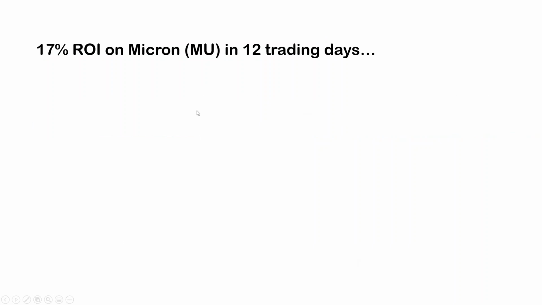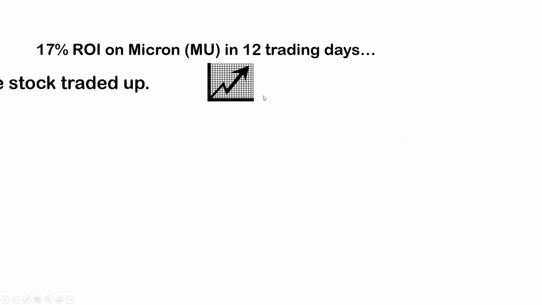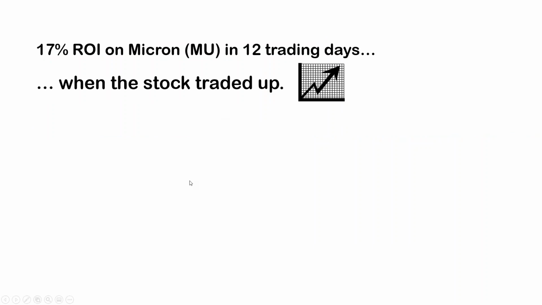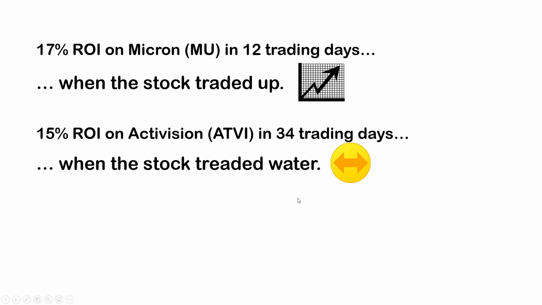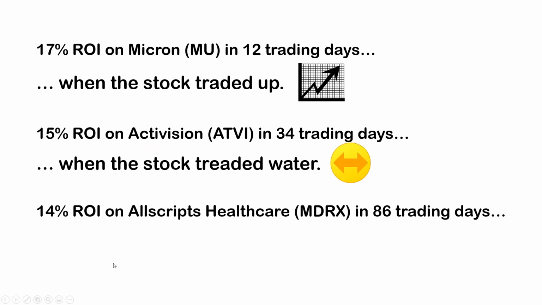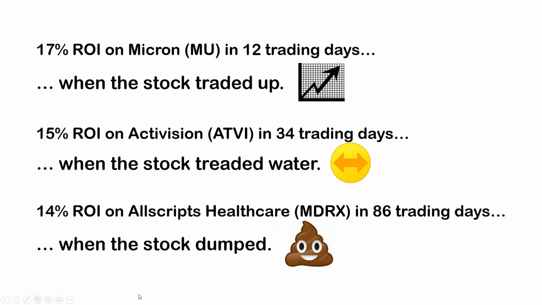Here are some examples. We made 17% on Micron in 12 trading days. That's when the stock traded up. We made 15% on Activision in 34 trading days. That's when the stock treaded water, went sideways. 14% on Allscripts in 86 trading days. That's when the stock took a dump.